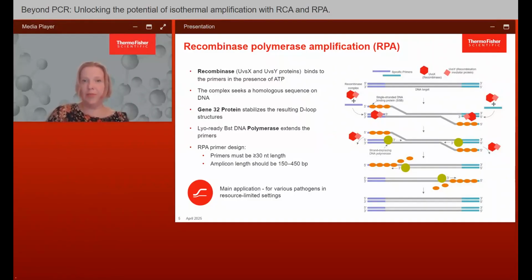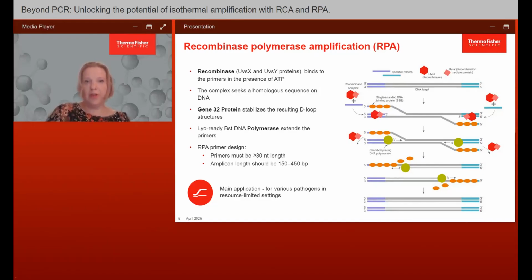Recombinase enzyme is composed of 2 proteins called UvsX and UvsY. These proteins, in presence of ATP, bind the primers and help the primers to find the complementary sequence in the template. When it's found, another protein, single-stranded DNA binding protein, comes to help. It stabilizes the resulting D-loop structure, and then the extension of the primers can follow.